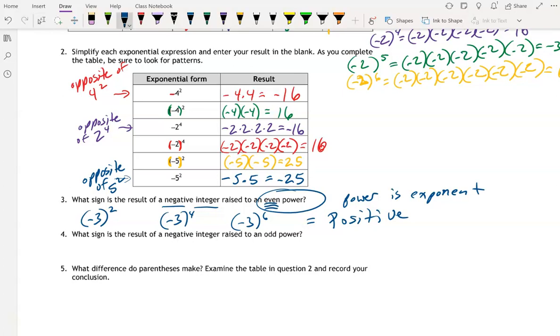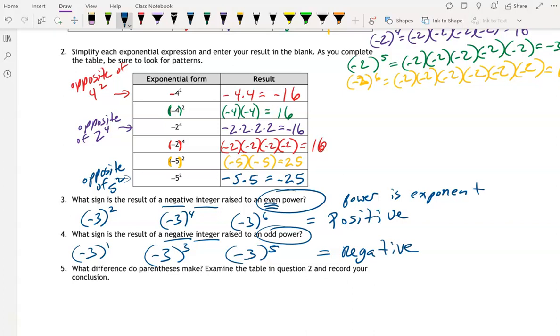Now, if we have that same negative integer in the next one, but we raise it to an odd power, so that's -3 to the 1st, or -3 to the 3rd, or -3 to the 5th, and so on. Every one of those, you're basically multiplying that negative number an odd number of times. So you're going to have an odd number of negative signs. That means you're going to have a negative product.